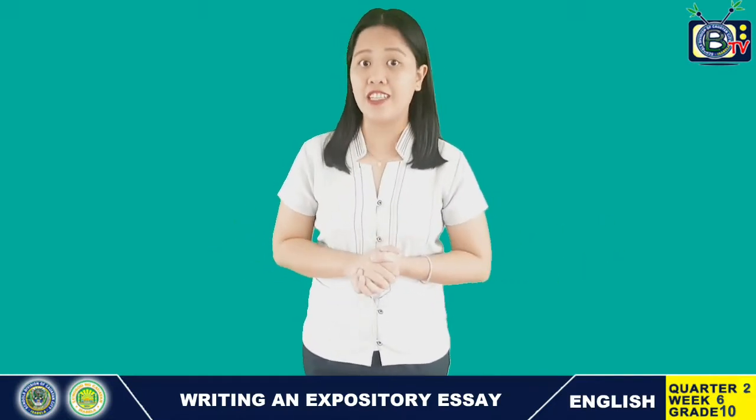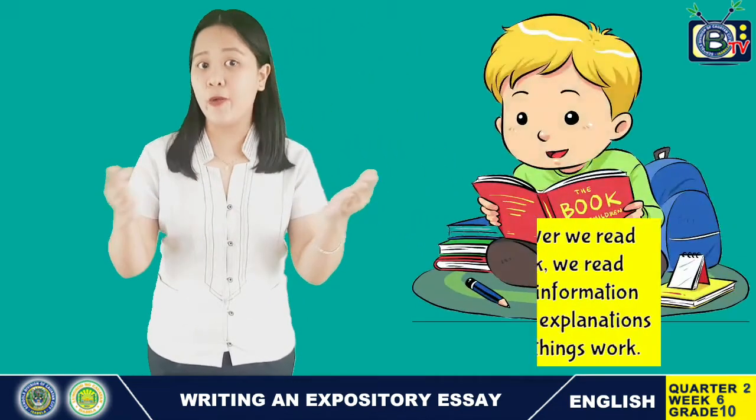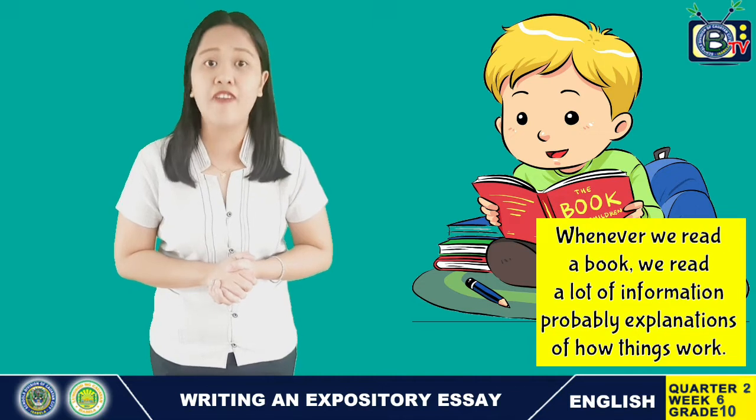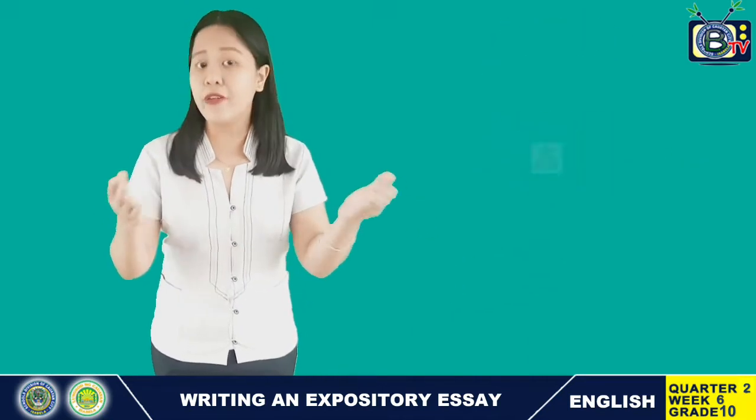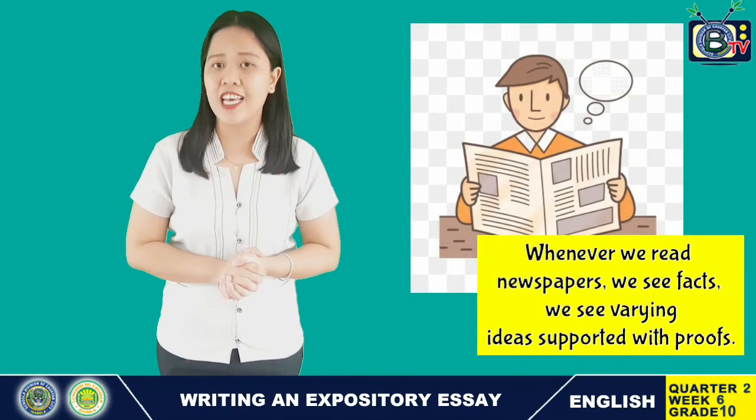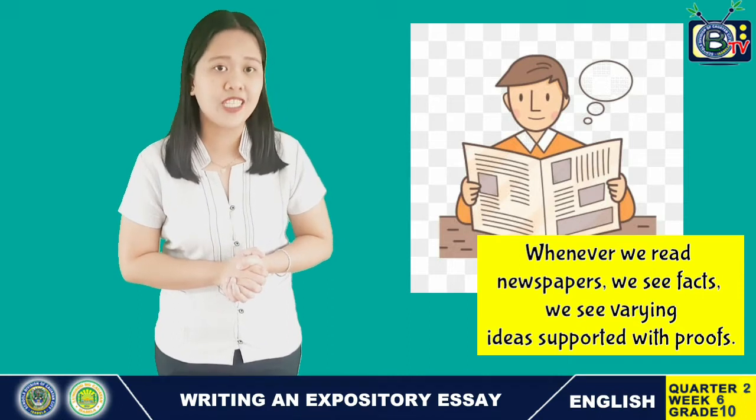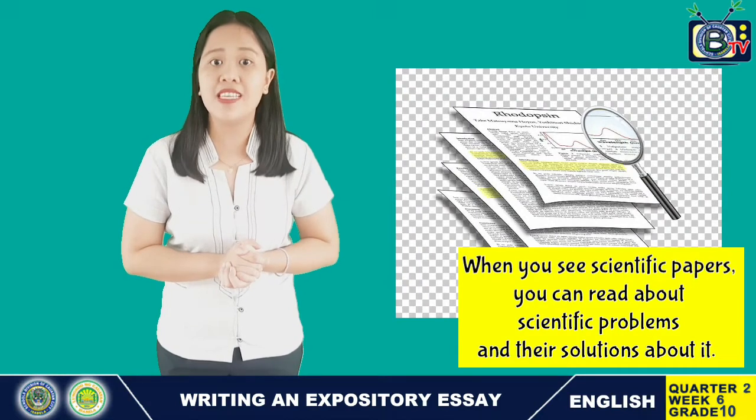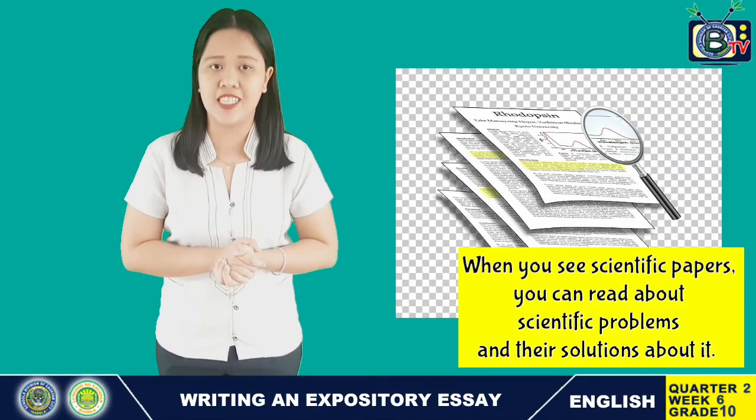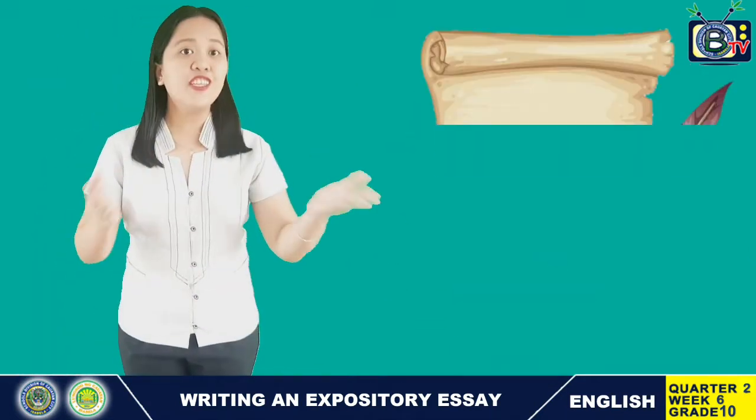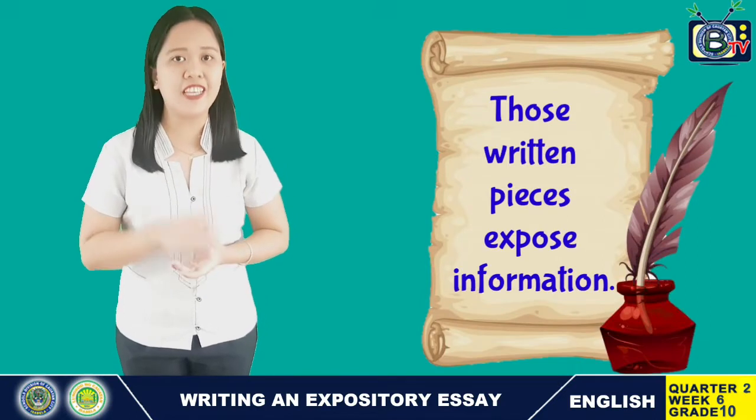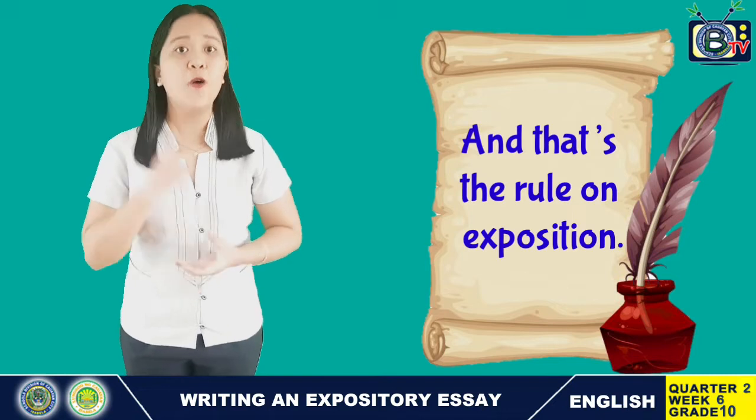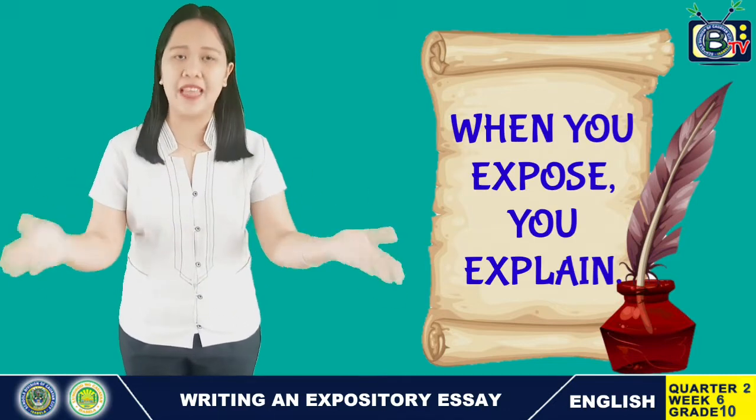We are all surrounded with ideas. Whenever we read a book, we read a lot of information, probably explanations of how things work. Whenever we read newspapers, we see facts. We see varying ideas supported with proofs. When you see scientific papers, you can read about scientific problems and their solutions. Those written pieces expose information, and that's the rule on exposition. When you expose, you explain.